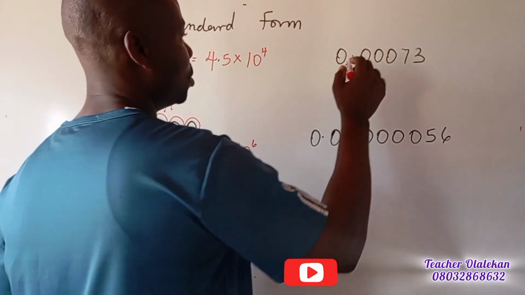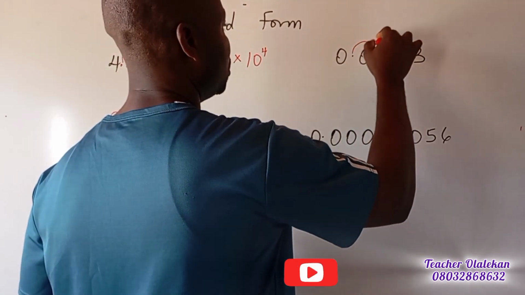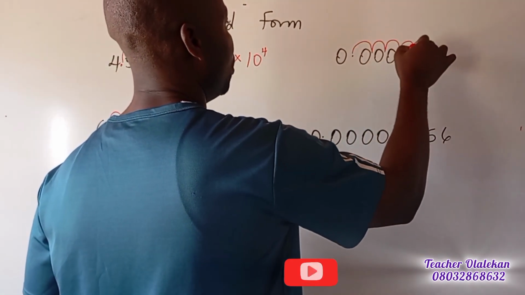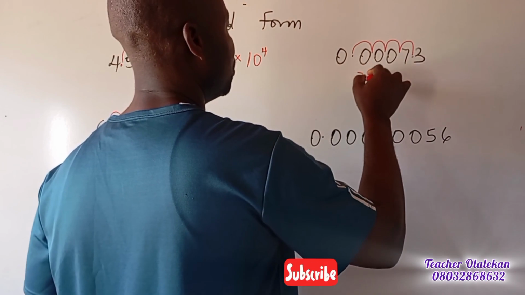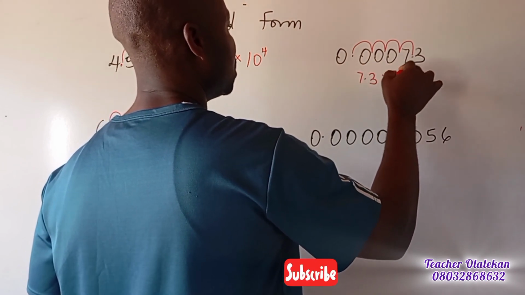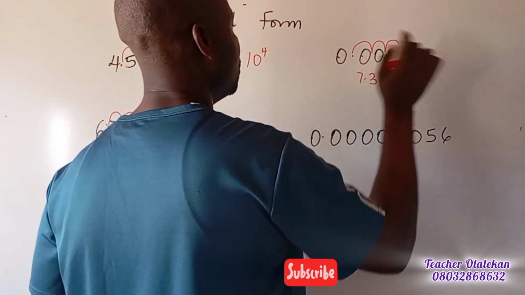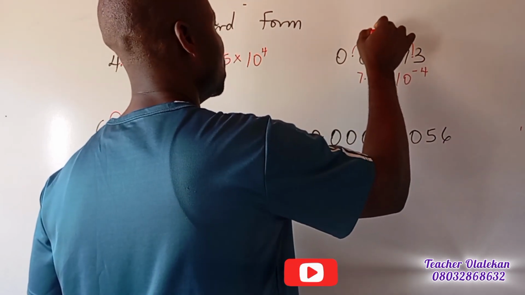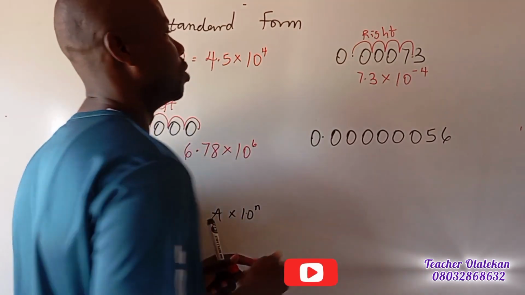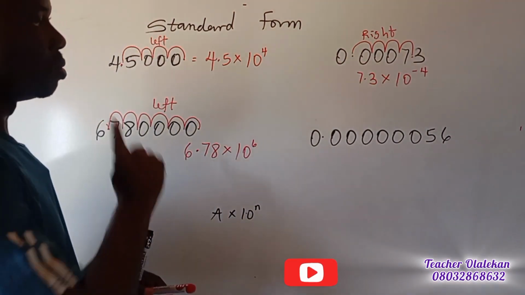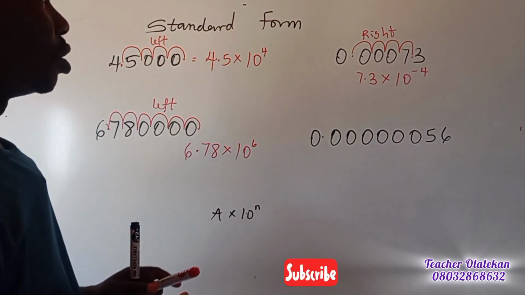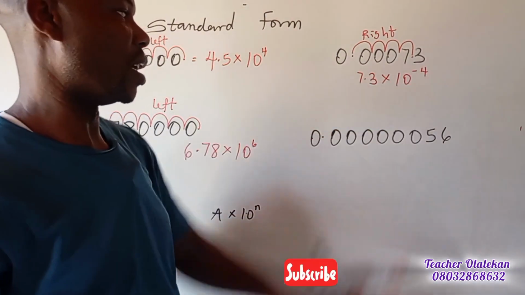But in this case, it's going to move to the right. Let's see that. So that becomes 1, 2, 3, 4. So that becomes 7.3 times 10 raised to the power negative 4. Do not forget, it moves to the right. It moves towards the right. So whenever your point moves towards the right, your exponent will have a negative sign.